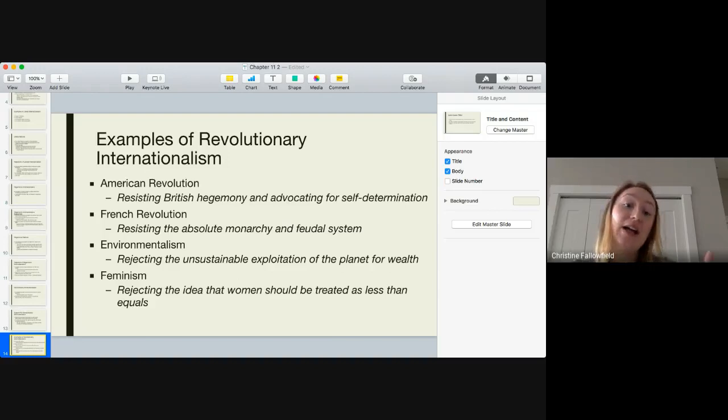We also see environmentalism and feminism coming up as examples of revolutionary internationalism. We should not have the idea of exploiting the planet for wealth, for those who believe in environmentalism, and the idea that women should be treated as anything less than equals is advocating for the rights of women, which is traditionally against the general norm.